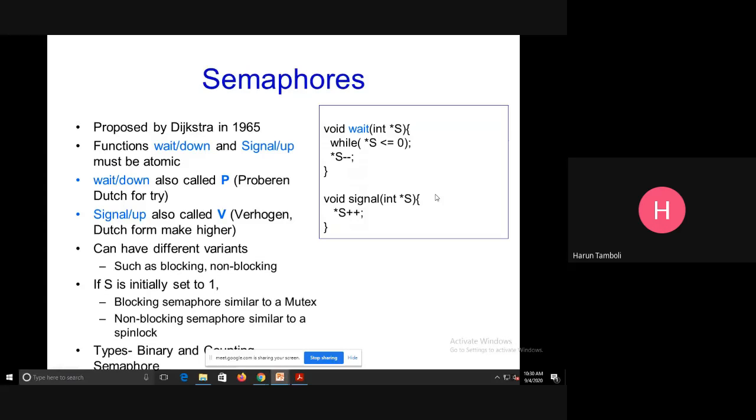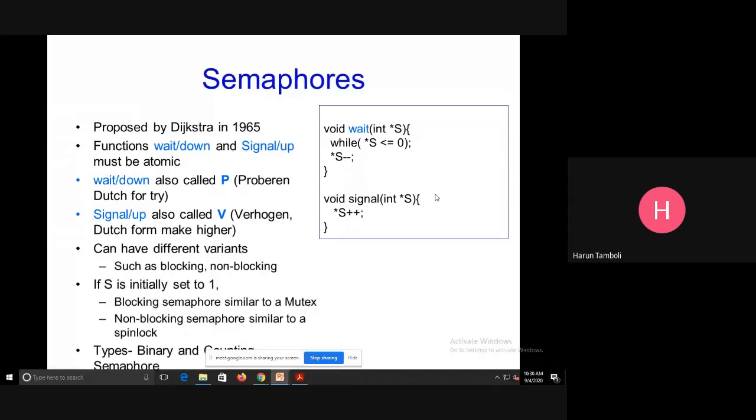That means it also can be blocked itself if the condition in the while loop becomes true, or it can be continuously executing in the while loop like the spin lock, checking the status of the variable. So that is nothing but non-blocking.